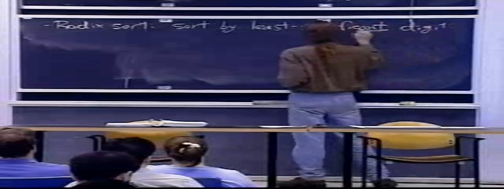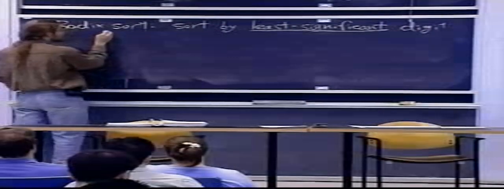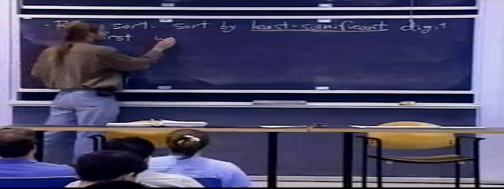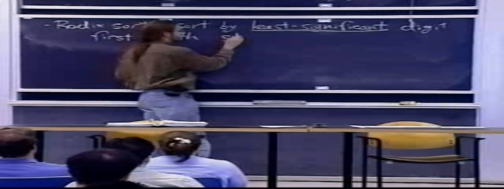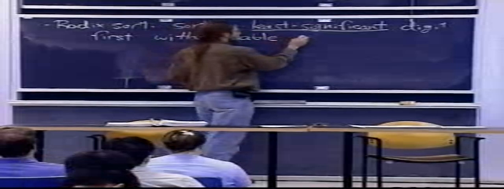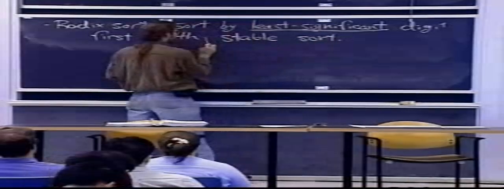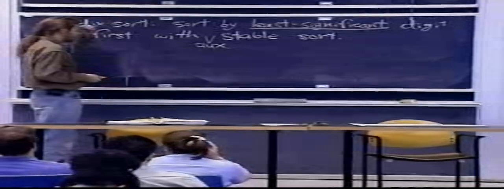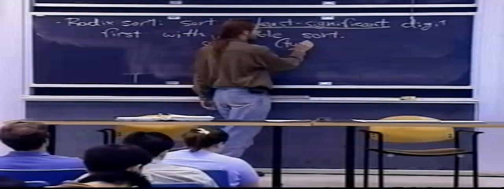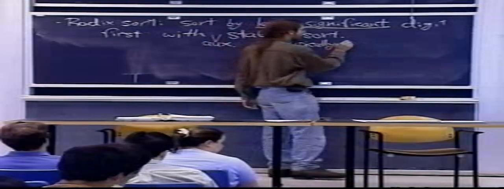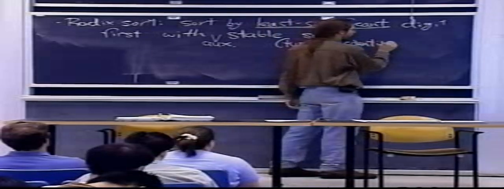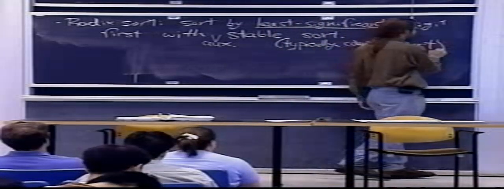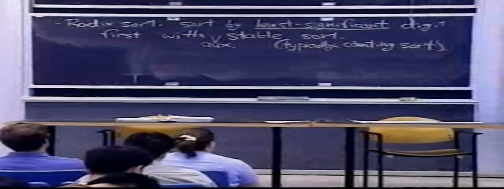You sort by the least significant digit first. And you do that with a stable sort. So you have to use another sorting algorithm to get this to work. I'll call it the auxiliary sorting algorithm. A typical choice for that is counting sort.